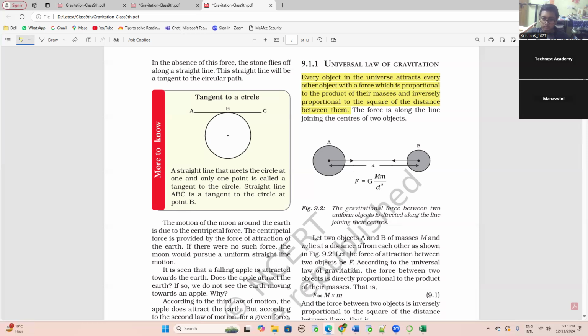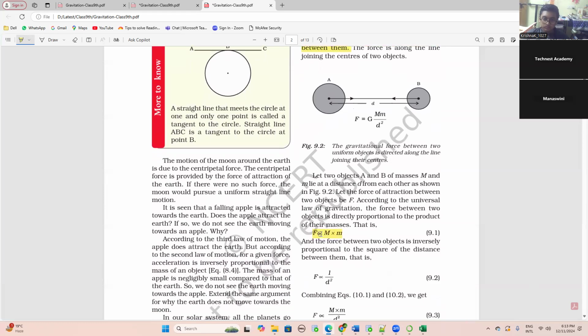According to the universal law of gravitation, the force between two objects is directly proportional to the product of their masses. This is what we have studied now, no? And this zigzag symbol is the symbol of directly proportional. So the force is directly proportional to the product of masses. It means if the product of masses is more, force will be more. If the product of masses is less, force will be less. Is that clear?